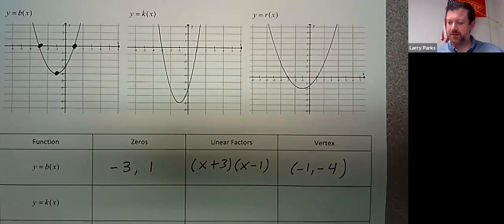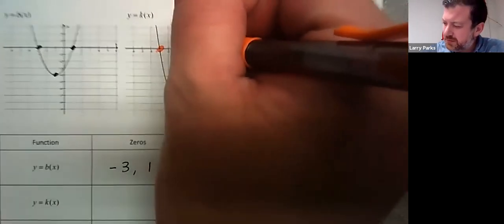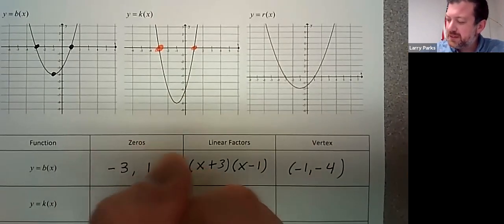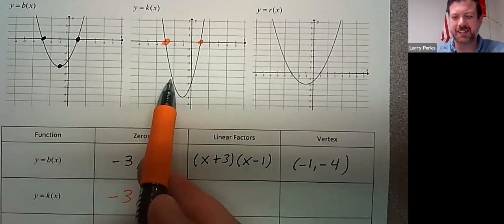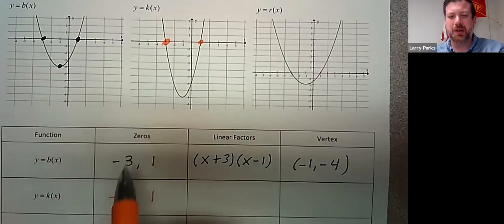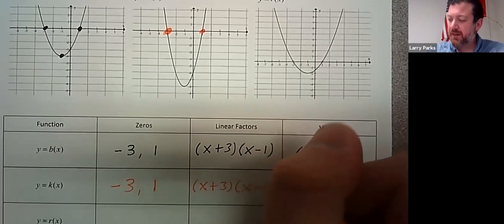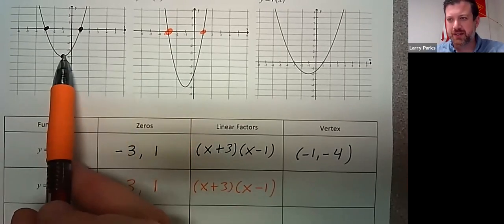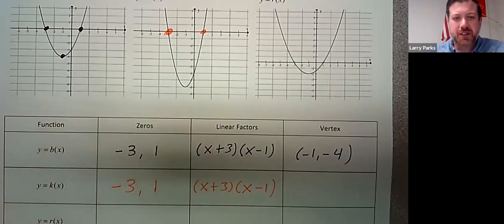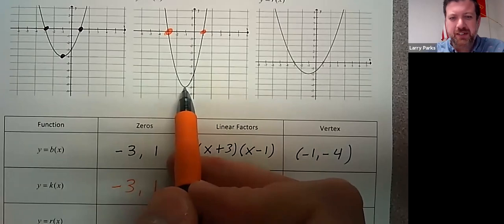Now let's go do the K function. So K is in the middle. It looks like the zeros are -3 and is that 1? Ah, the same zeros. That's kind of nice. They have the same zeros, but this one is skinnier. So they cannot have the same a value, but the linear factors are going to be the same. It's going to be x plus 3 also, and x minus 1. So looking at these pictures, I could tell you that this a value is going to be bigger than this, but they're going to have the same linear factors because the vertex looks to be -1. Oh, I can't. Is that -8? -1, -8?